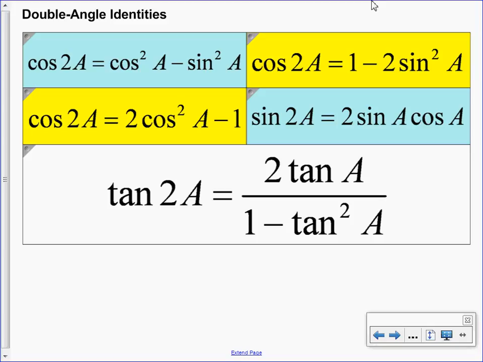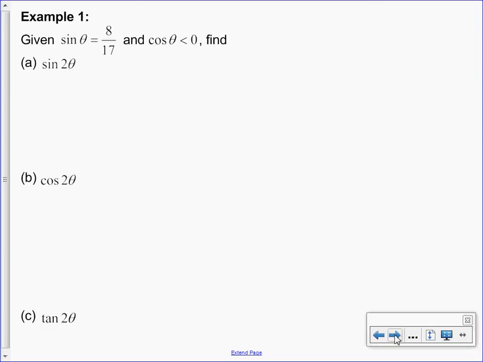It's on your sheet. It's so easy. Alright. Okay, so just focus on these formulas today. Have them in front of you because we're just going to use these. Alright, let's do it. Here we go. Alright, so once upon a time, sine was 8 over 17, and cosine is less than 0.